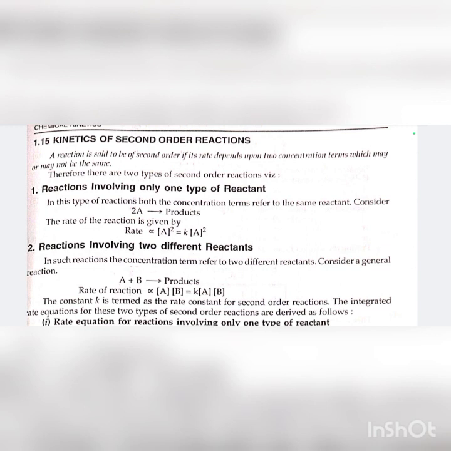Therefore, there are two types of second order kinetics. First, reaction involving one type of reactant. In this type of reaction, both the concentration terms refer to the same reactant. Consider 2 moles of A converted into products. So the rate of reaction is R = K[A]².